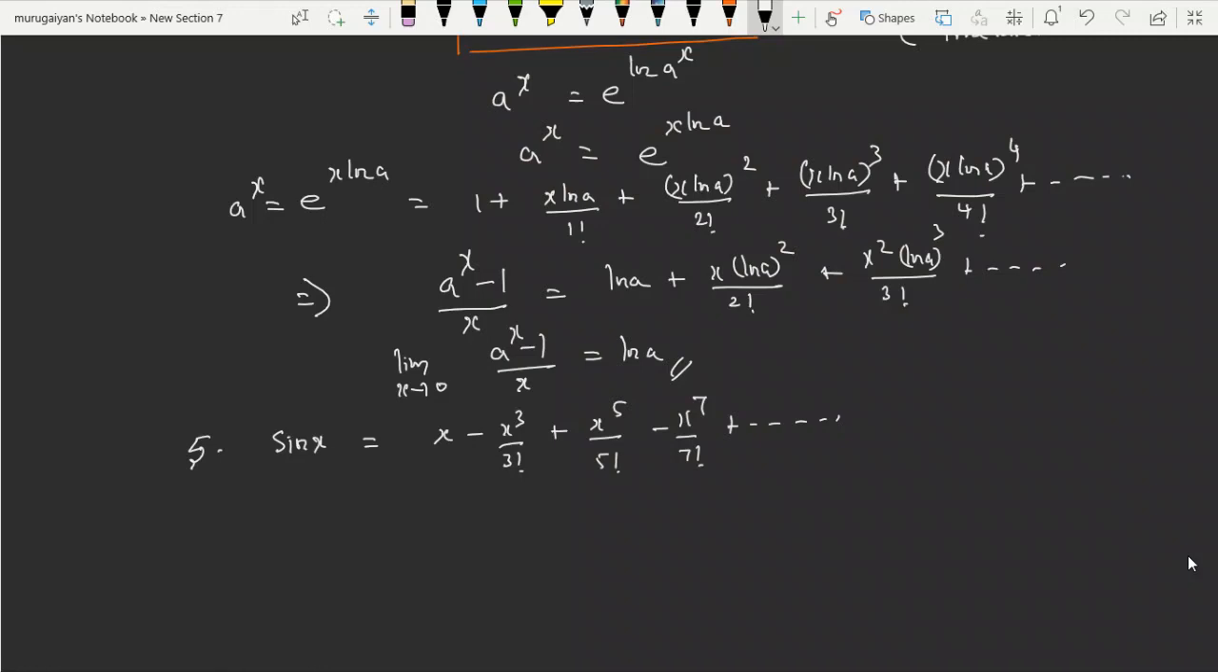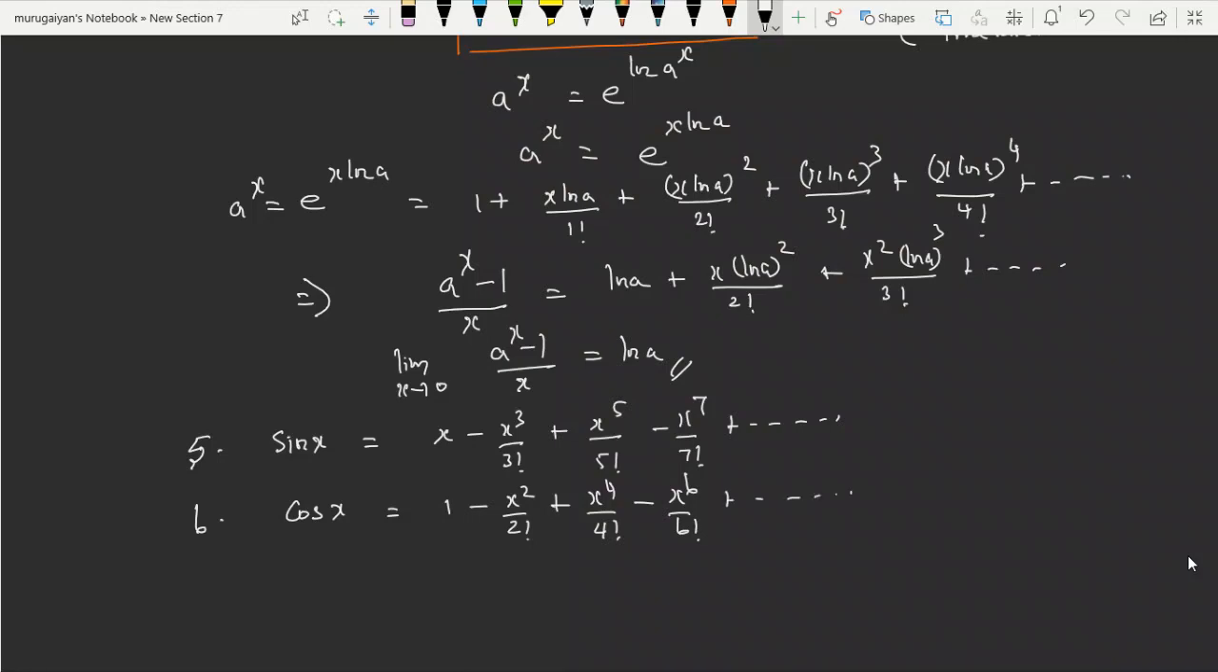This is sin x. The other one, cos x, as an infinite series. The first term will be 1, minus x square by 2 factorial, plus x power 4 by 4 factorial, minus x power 6 by 6 factorial, and keep going.